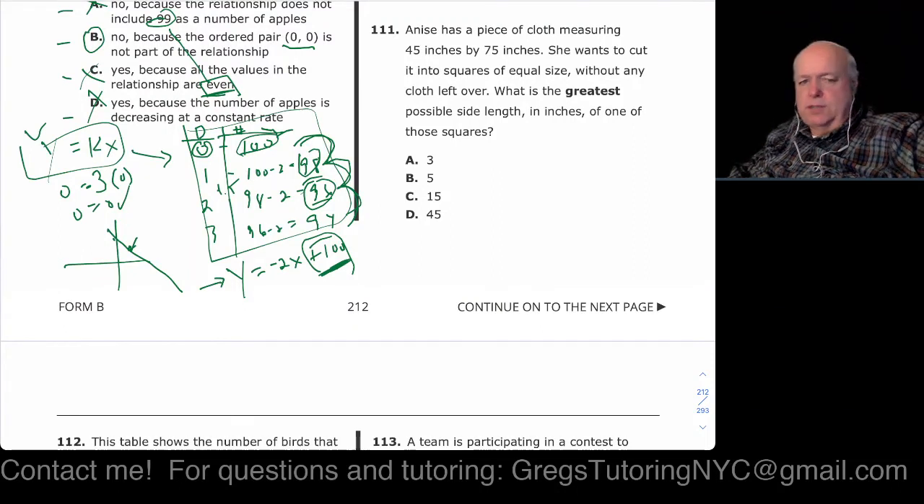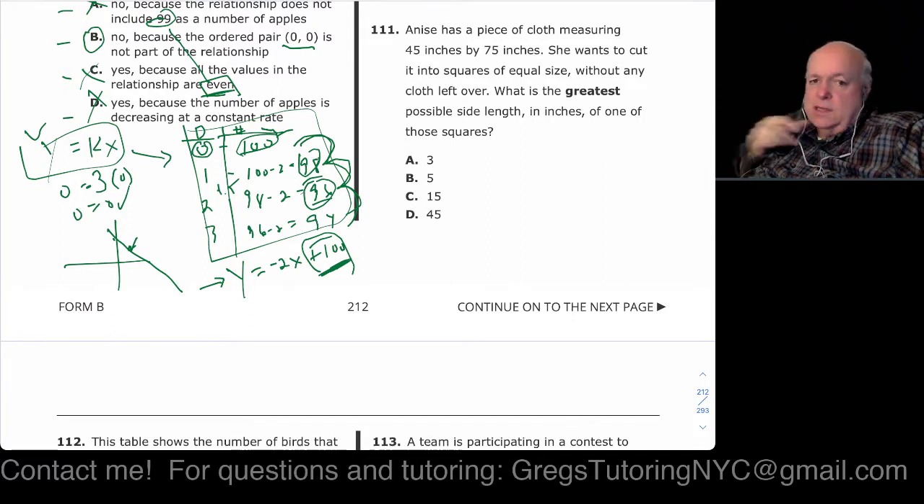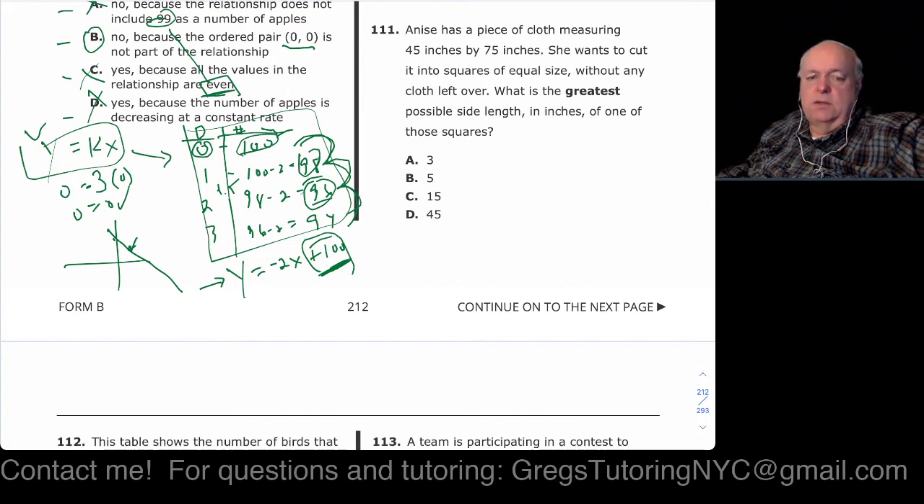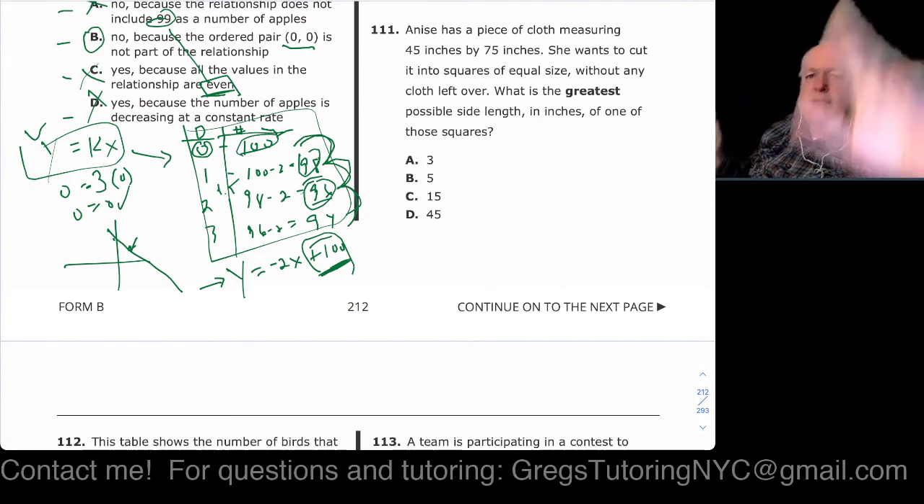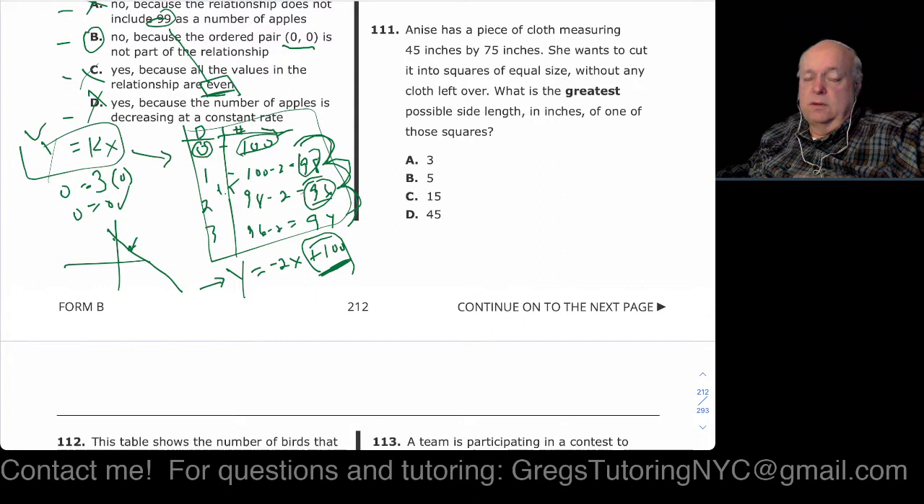All right, YouTube. So if this goes well, I should be able to get through the remaining questions, the Form B math questions of the 2022-2023 SHSAT Handbook. Which means we've gone through all the math questions on the Form A as well.